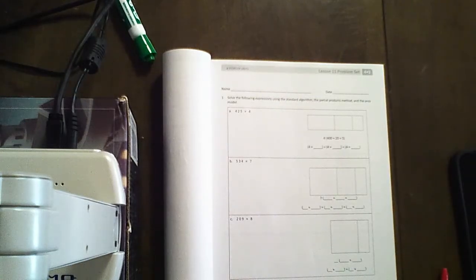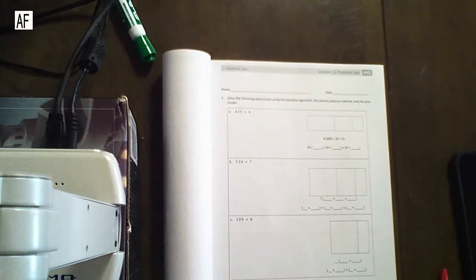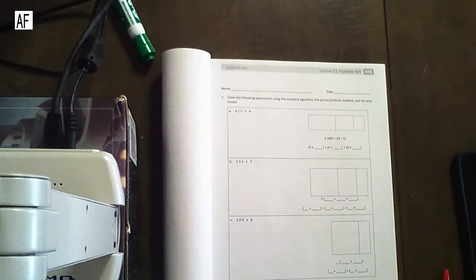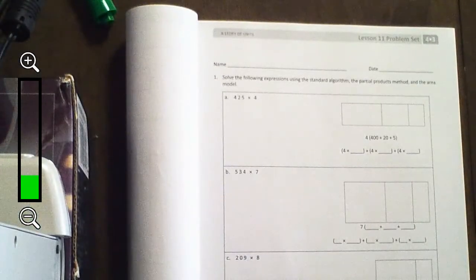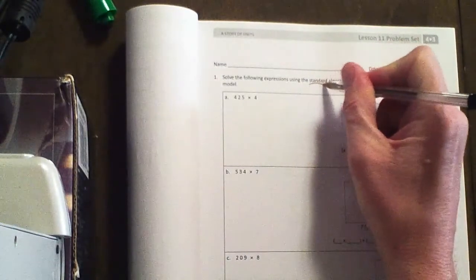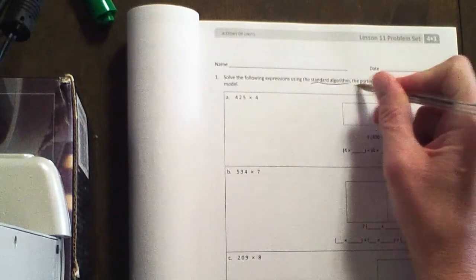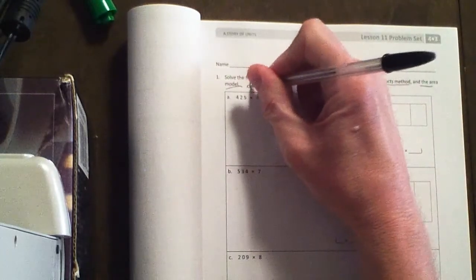Okay, everyone. Today in math, after that break, will be kind of a review of all the strategies that we've looked at. We have the standard algorithm, the partial products method, and the area model. Remember, the area model we also called the distributive property.